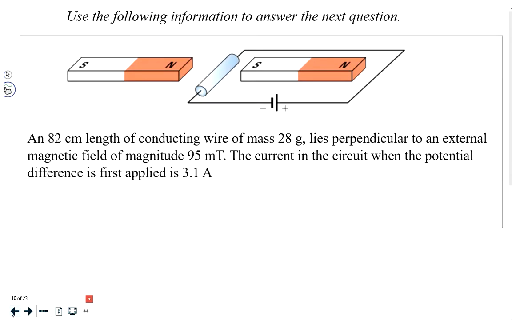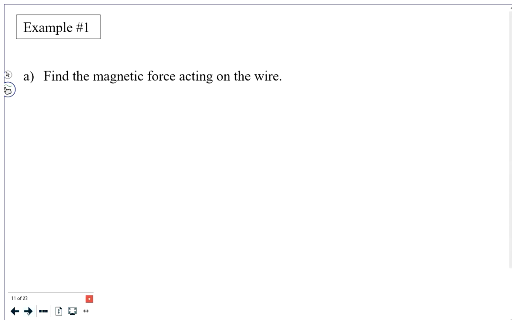It's only one example we're dealing with today. We've got a situation where we have two magnets creating a magnetic field, and you have this cylindrical conducting wire that has a certain mass, and it's in between the poles of those two magnets. The magnitude of the magnetic field in between those two poles is 95 millitesla, and the current, when you first turn this on, is 3.1 amps. Okay, let's take a look at the first question. The first question is, what's the magnetic force acting on the wire?